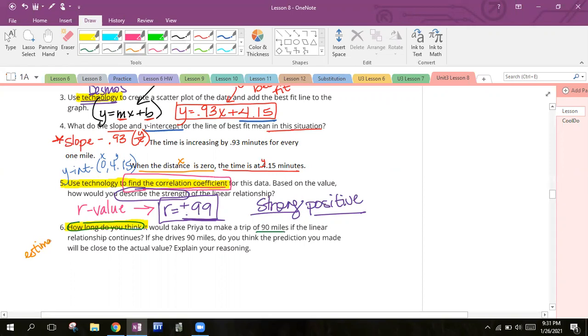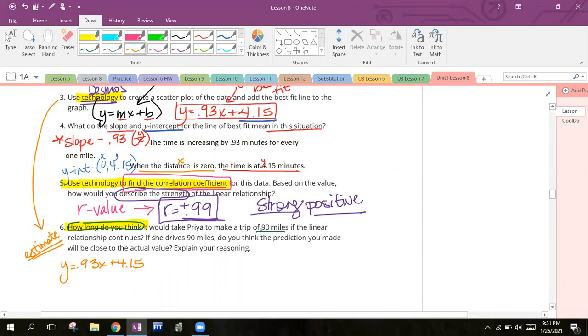So since we are estimating, we have to use our line of best fit. So I'm just going to rewrite my equation. y equals 0.93x plus 4.15 that we came up with up here.